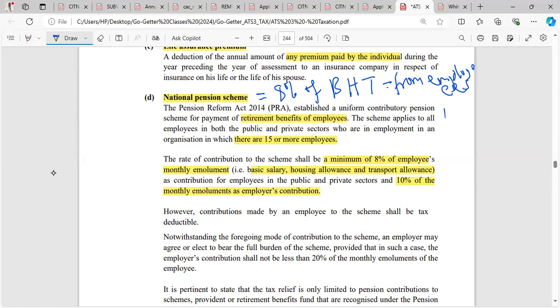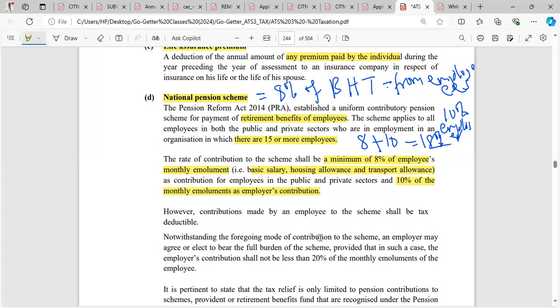while 10% is from the employer. So everything here, 8 plus 10 is 18% is what is sent to the pension. All right. However, contribution made by an employee to the scheme shall be tax deductible.